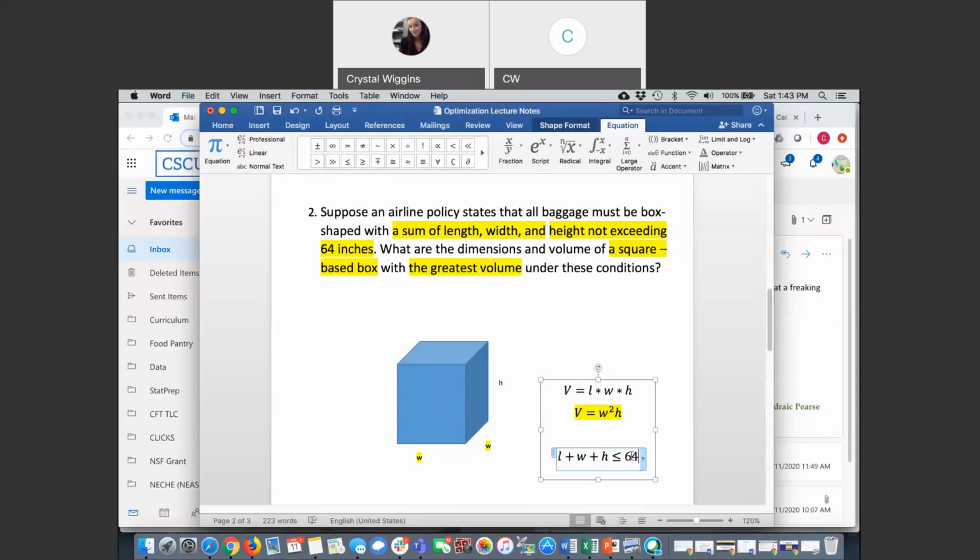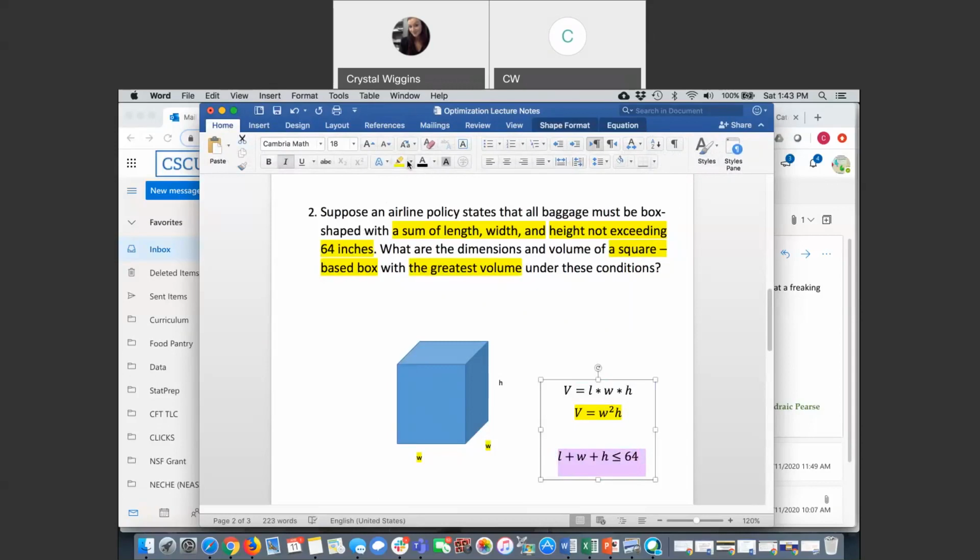So that's important. Now, if we think about what we're doing here, we are talking about greatest volume. So would we want the length, the width, or the height to be smaller than we can possibly make it? No, we're trying to maximize the volume. So we know that because this is a maximize problem, we don't want this to be less than or equal to. We will make this an equal to sign because we are trying to find the largest volume.